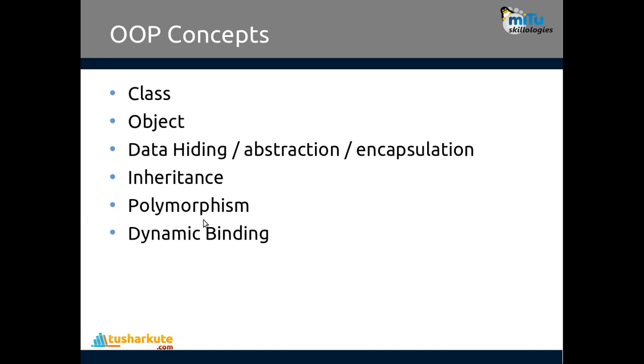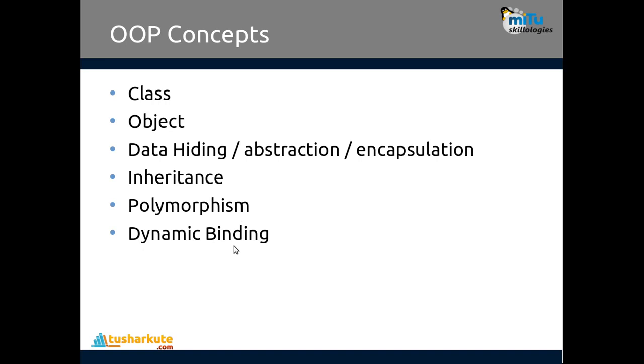Polymorphism. Polymorphism means one name, many forms. The same name can be reused to perform different kinds of operations. That's called polymorphism. So polymorphism can be achieved by using the same name for different operations. That also we'll see practically.